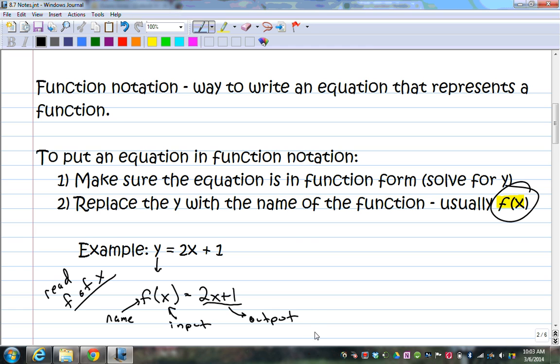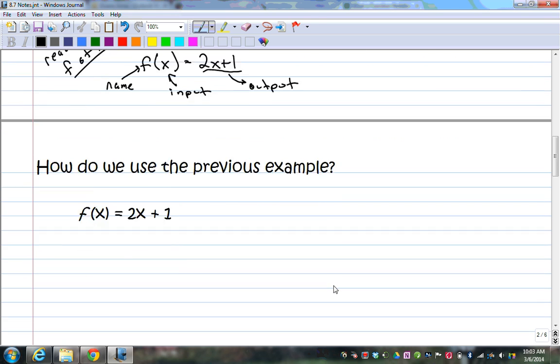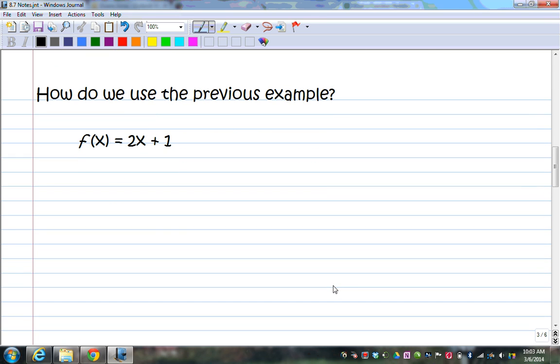Now, as long as you're comfortable with that, let's see if we can use this f of x equals 2x plus 1. Some of you are saying, how do we use it? Well, you may be asked to find a value. So you'll see something like this: find f of x when x equals 5. What this is saying is, when 5 is your input, what is your output?